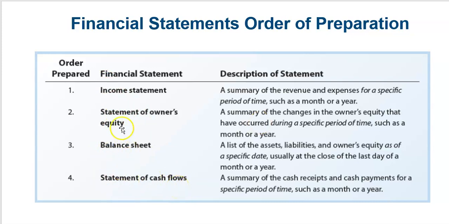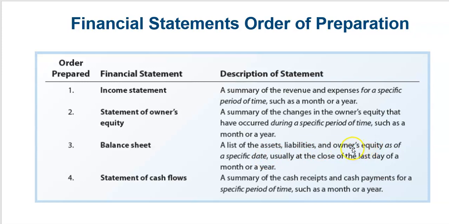All right, so what are these? Well, the income statement summarizes revenues minus expenses. So that's your net income. Statement of owner's equity summarizes all the changes that happened to owner's equity during that period of time. Balance sheet is going to be a list of all the assets, liabilities, and owner's equity as of a specific date. This one can get confusing because see how it says owner's equity?